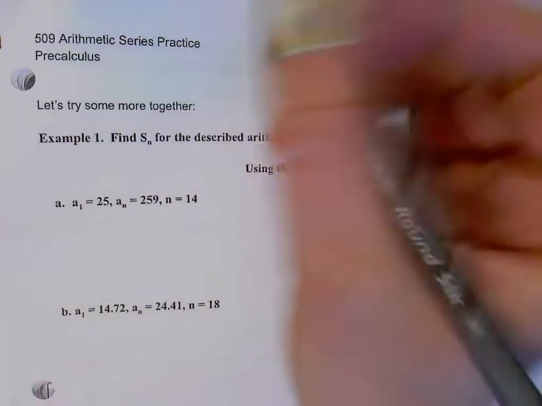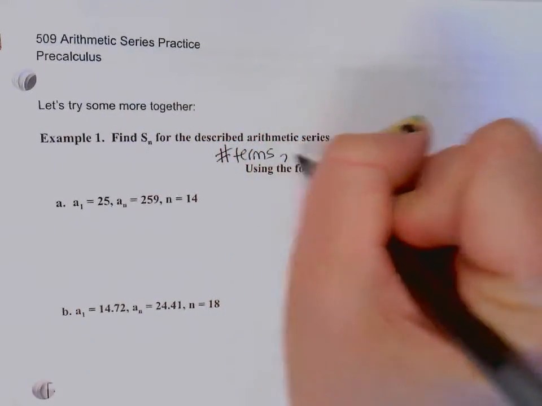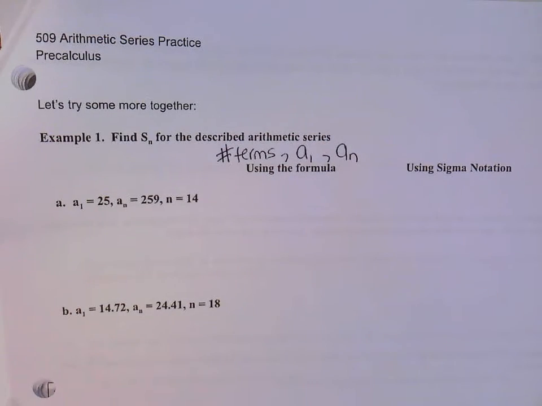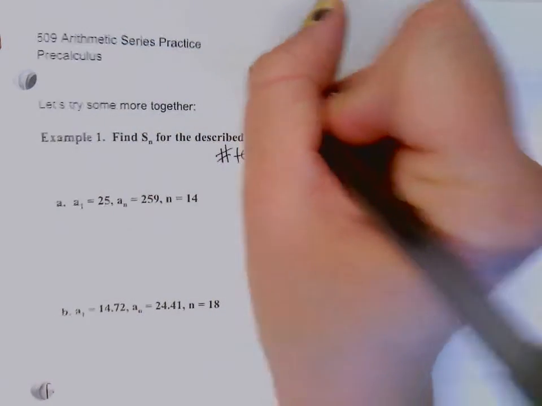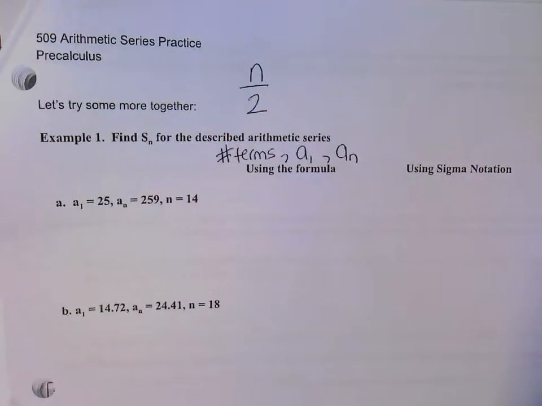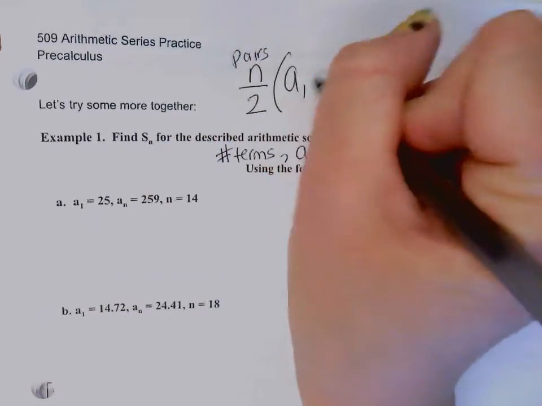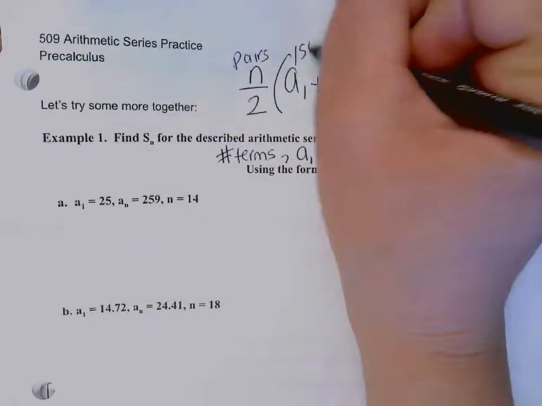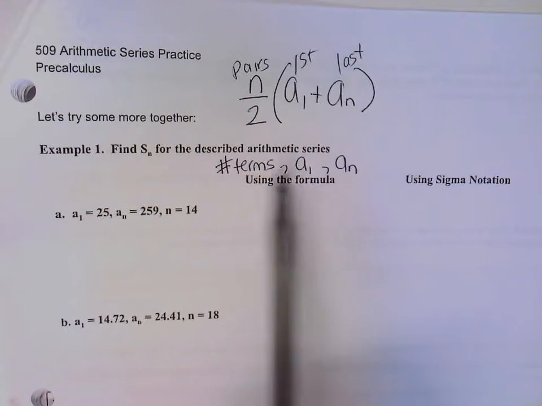We would need the number of terms, we would need a sub 1, and we would need a sub n. So we need to know those 3 pieces of information, because the formula is n divided by 2, number of pairs, times a sub 1 plus a sub n, basically your first term plus your last term. So if I'm going to use the formula, I need those 3 pieces of information.